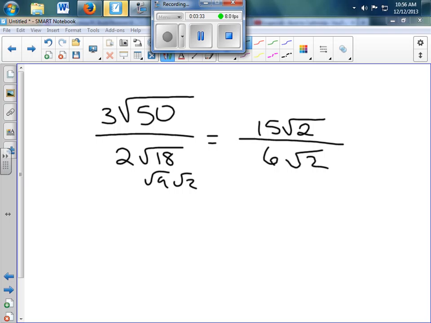Okay? Now look very carefully at this one. Do I have to multiply top and bottom by square root 2? They cancel, right? Yep. So your answer, reduced by 3, would be 5 halves.